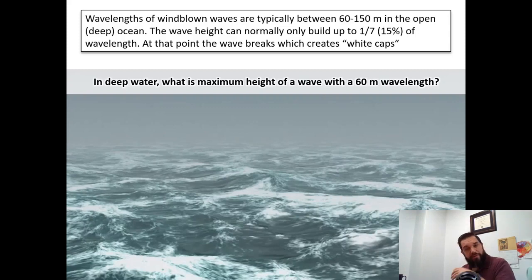Now, once the wave gets so big that it exceeds that 1/7 ratio, it's going to start to collapse. It's going to start to spill over the edge of itself, and it's going to create that white cap phenomenon. So maybe you've seen on really windy days, I know I see this sometimes, I'm driving over the bridge, and I'm looking down on the bay. It is a really windy day, and you're hoping you don't get blown off the bridge.